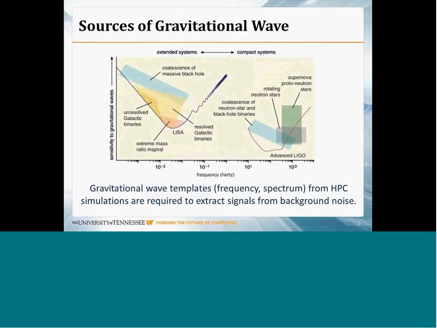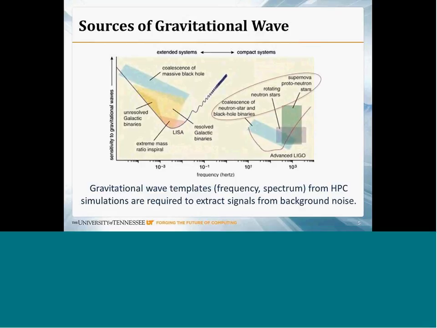But because detection is so difficult, this kind of experiment requires gravitational wave templates, the kind of frequencies and spectrums, to extract the signals from background noise. As you can imagine, to detect something so sensitive, there is a lot of background noise. And so where do we get these templates? They come from HPC simulation, which simulates these phenomena to help the experiment detect the gravitational waves.